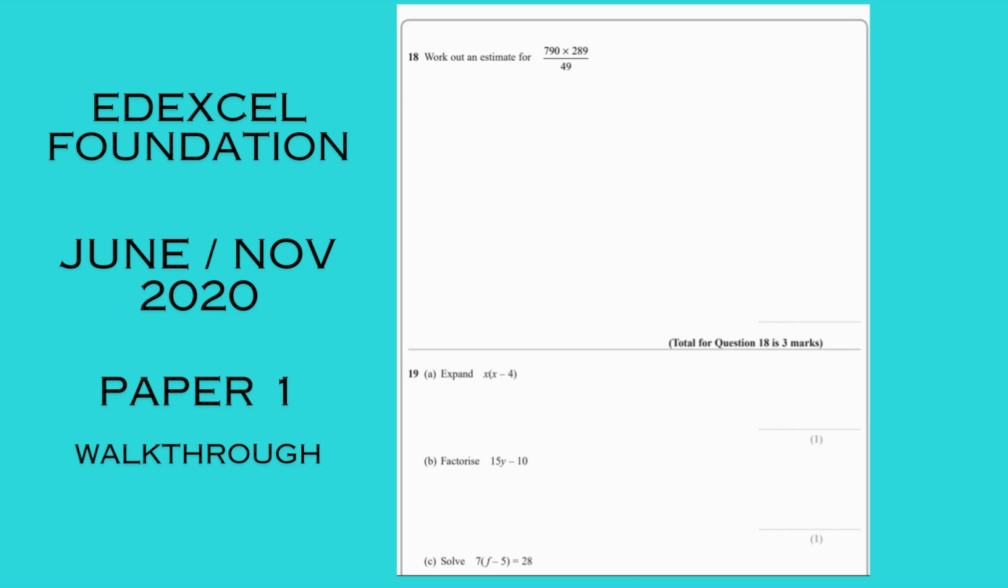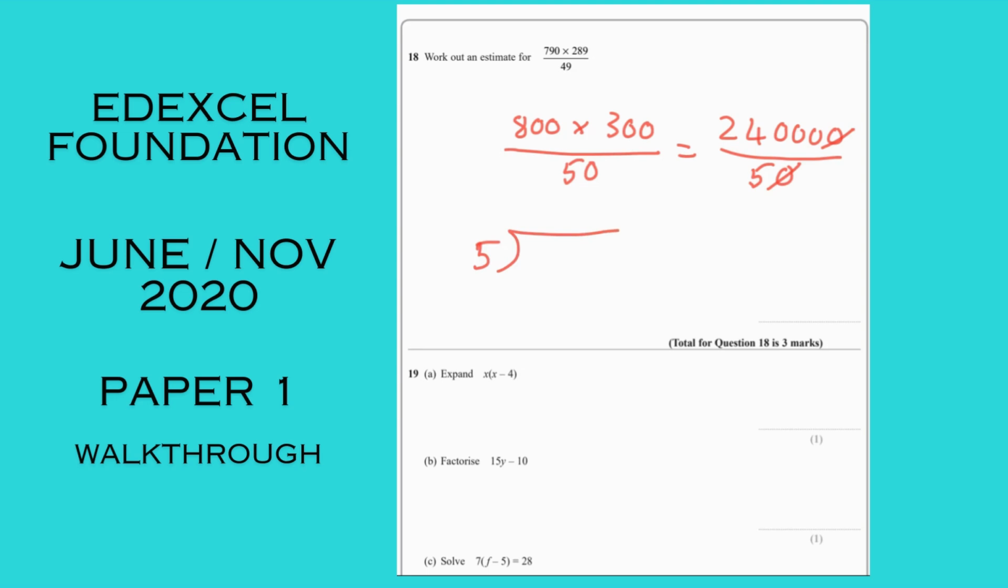You're allowed a little bit of leeway for this one. My preference for this would be to go 800 times by 300 all over 50. On top, 8 threes are 24, and there'll be 4 zeros, but one of those zeros is about to leave. So really, it's 5s into 24,000. 4 5s are 20, 8 4s, and in we go. My answer is 4,800, which is right at the top.